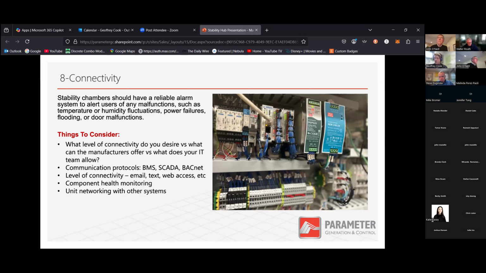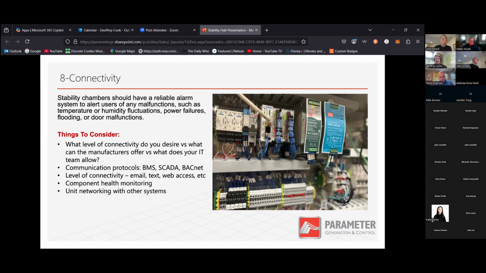What type of communication protocol do you have at your facility, and is your preferred communication protocol available from this unit? Is it a BMS? Is it a SCADA? Is it BACnet protocol? We provide just Modbus TCP that can be tied via IP addresses to various protocols. We do have software that can email, that can send text. The more connectivity capability that you build into the machine, the more you might be opening it up to risk.